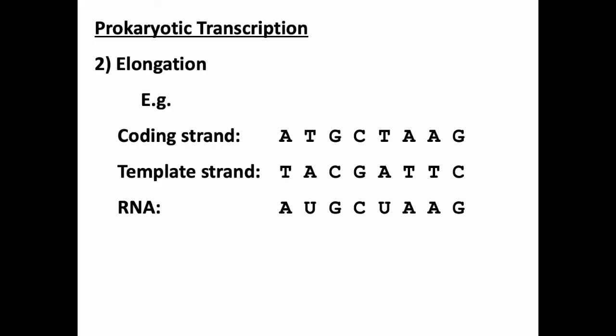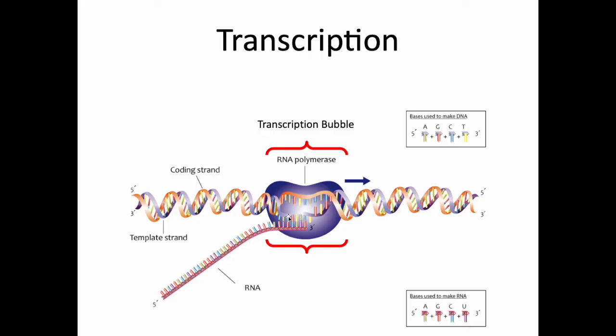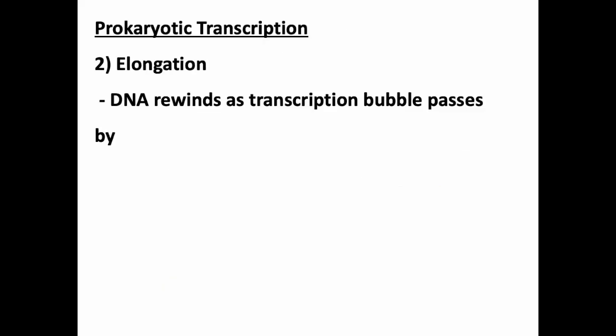Now, the other thing that's happening here is as we are building RNA complementary to the template, the transcription bubble is moving along. It is going to unzip more of this DNA, and it's going to zip back up again as the transcription bubble sort of passes by. Elongation: the DNA rewinds as the transcription bubble passes by.